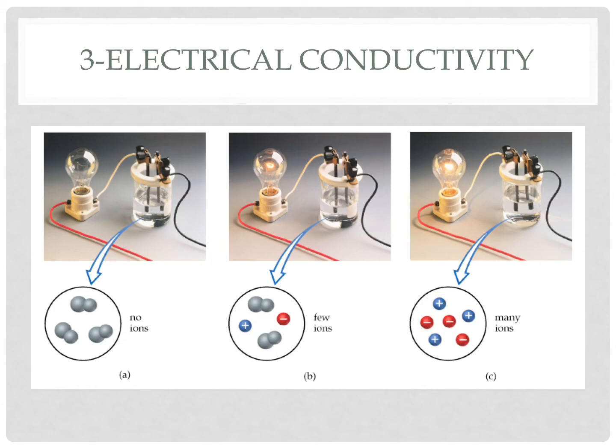The image in front of you explains the whole idea behind electrical conductivity. The first one is A. It doesn't have any ions, so the light is not on. The second one has few ions, and the light glows dimly. The third one has many ions, and the light is bright.